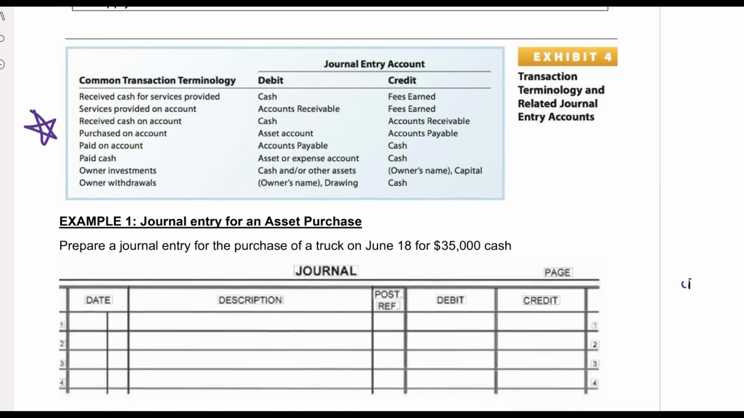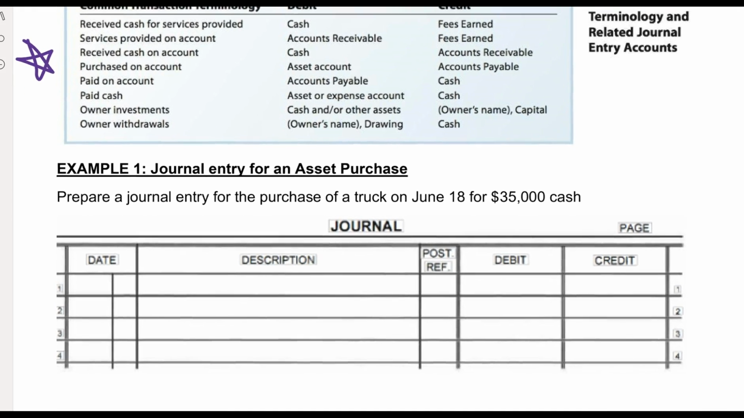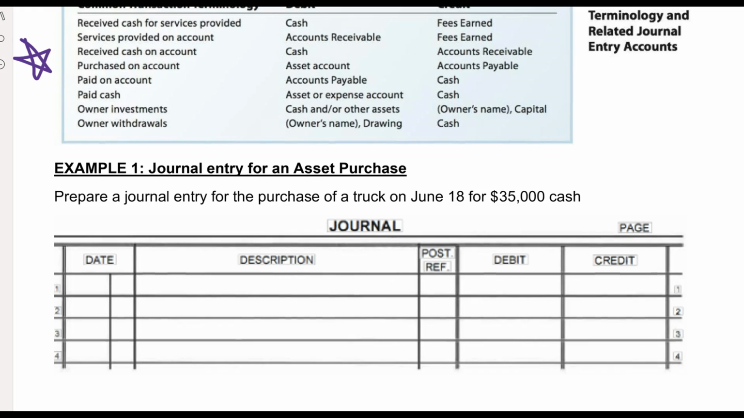All right, so let's look at how we would journalize an asset purchase. In this case, we are told to prepare a journal entry for the purchase of a truck on June 18th for $35,000 cash. So what are we purchasing? We're purchasing a truck. We're using cash. So the two accounts we will use in this problem are truck and cash.